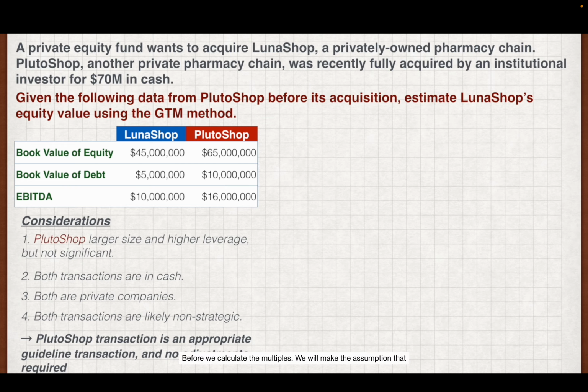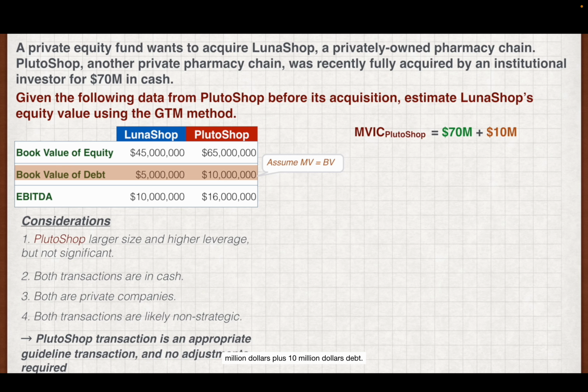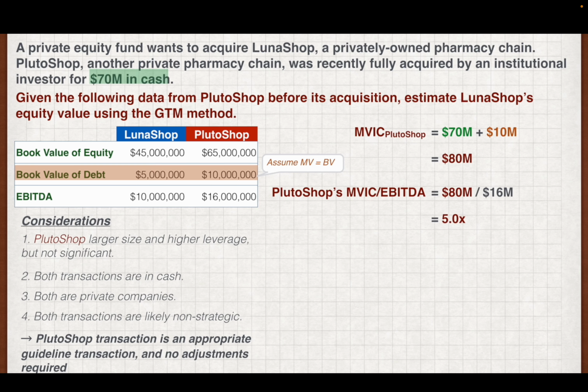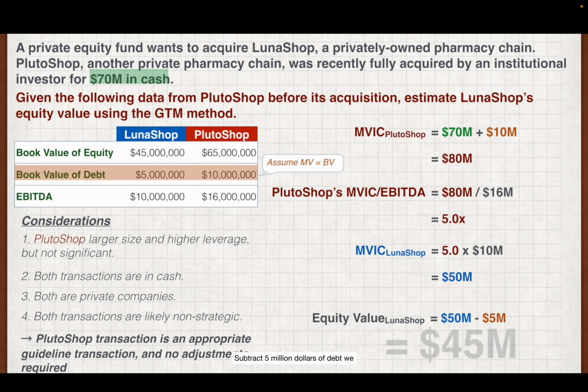Before we calculate the multiples, we will make the assumption that the market value of debt for both companies are equal to their book values. The MVIC for PlutoShop is $70 million plus $10 million debt. The market value of its equity is $70 million because that is what the acquirer paid for the shares. Divide by the EBITDA of $16 million, we get a multiple of 5 times. And using this multiple without adjustment, multiply by LunarShop's EBIT of $10 million, we get an MVIC of $50 million. Subtract $5 million of debt, we get equity value of $45 million for LunarShop. Incidentally, this is the same as its book value.